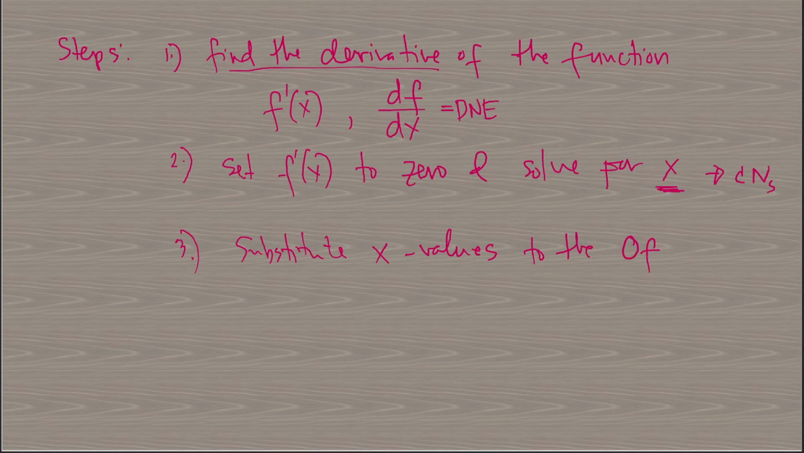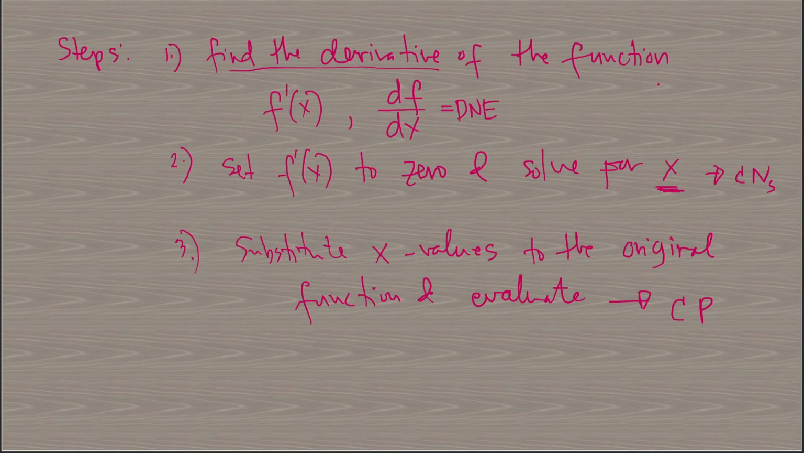Maybe I should write that in words and not in letters only. Substitute x values to the original function and evaluate. And this step will produce the critical point. So in summary, there are 3 steps that you need to do in order for you to have the critical point of the given function.